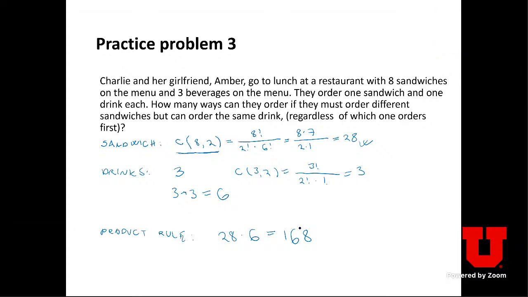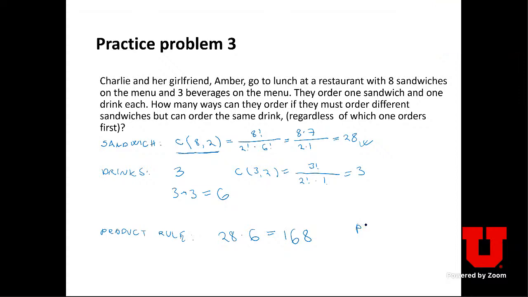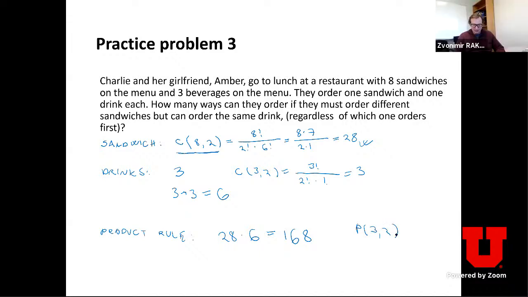Okay. Any questions? Yeah, so couldn't they use the formula P(3,2) as a permutation problem for calculating the number of drinks? I think so. That's a good question. So P(3,2) would not work because the order doesn't matter.